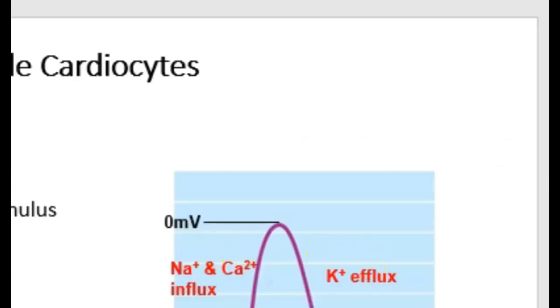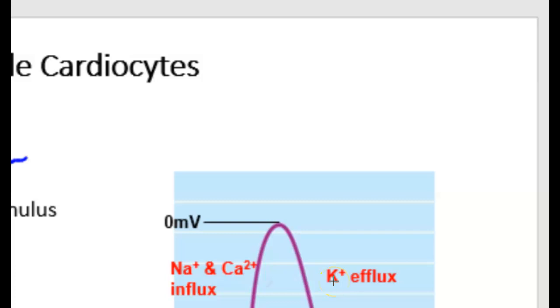So what we've learned so far is that the SA node resting membrane potential is not stable. We say it's unstable. It steadily rises. We call this sometimes the funny current. Again, I don't know where that comes from. And it's due to sodium influx.